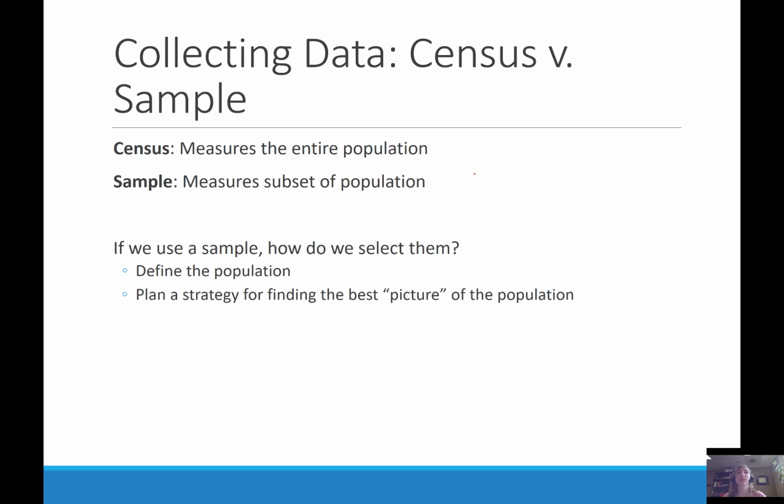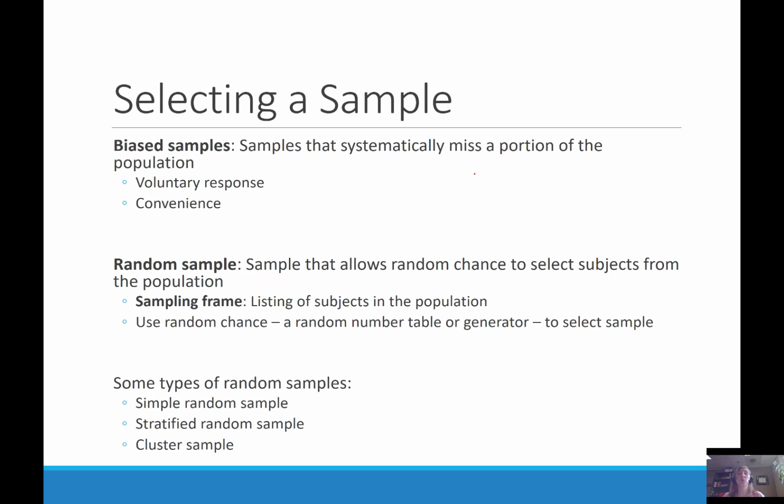If the sample is selected correctly, it will give an accurate picture of the population. Therefore, to select a sample, we need to define the population and plan a strategy for finding the best picture of the population. When selecting a sample, we want to avoid biased samples. These are samples that systematically miss a portion of the population. Two examples are voluntary response and convenience samples.